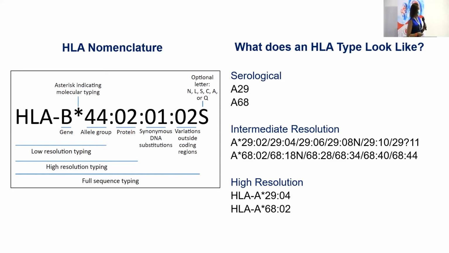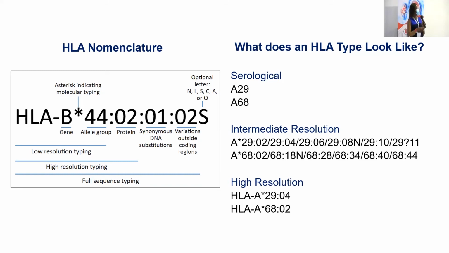And in terms of polymorphism, for the class 1 genes, there are more than 9,000 variants. For the class 2, there are more than 3,000. So the numbers can go on and on. So serological typing and the PCR-based SSO and SSP typing will give your type at this level, at the allele group. High-resolution typing or sequence-based typing will give the particular protein.